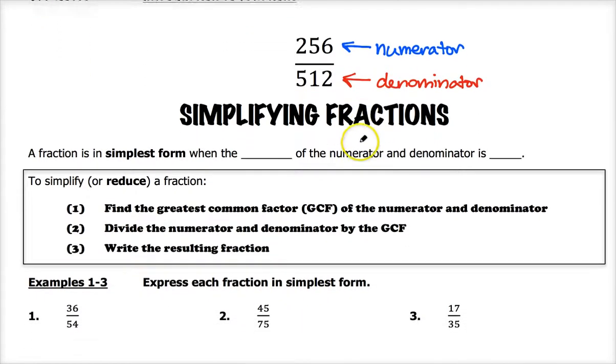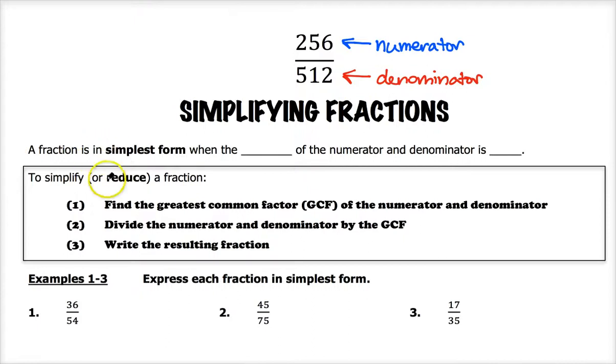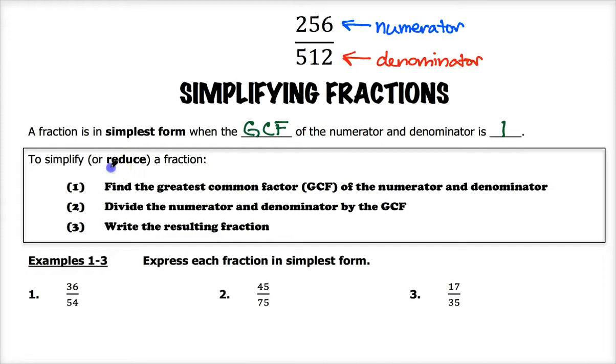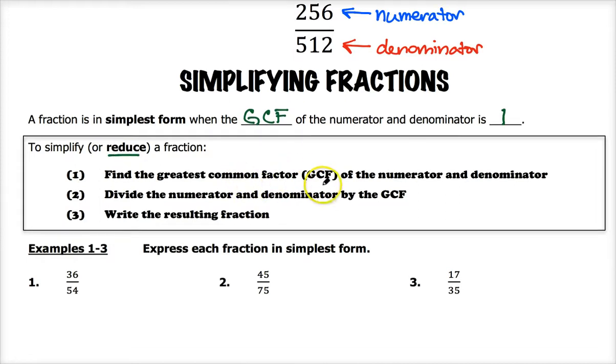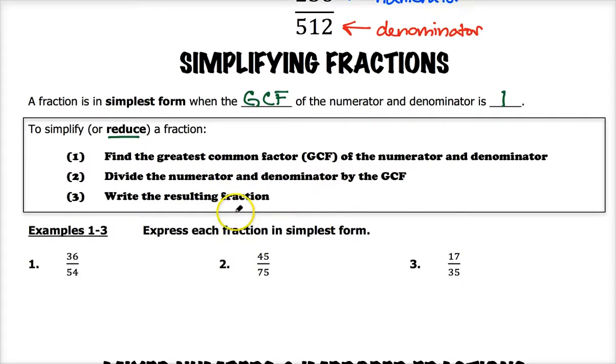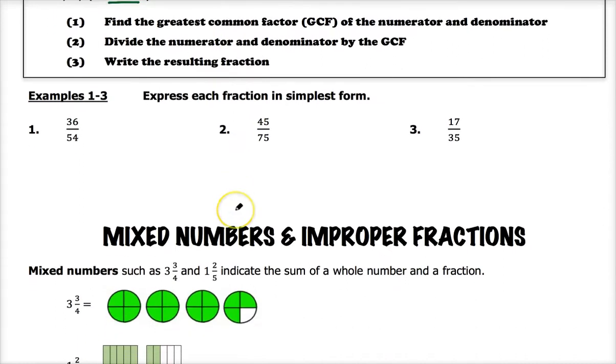So to simplify fractions, we do the following. A fraction is in simplest form when the GCF, the greatest common factor, of the numerator and the denominator is 1. That means you can't divide the numerator and denominator by any number equally besides 1. If that's not the case, then we always want to simplify or reduce our fractions, and we do so by finding the GCF of the numerator and denominator, dividing both by the GCF, and then writing the resulting fraction. We're going to practice this in examples 1 through 3, simplifying each of these fractions.